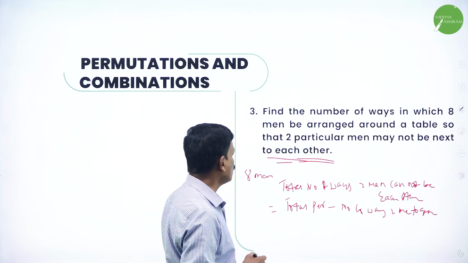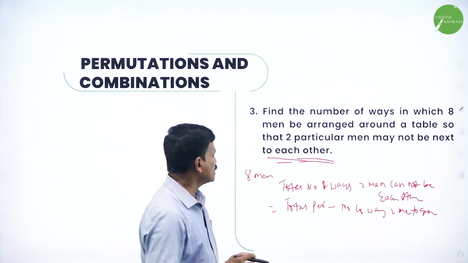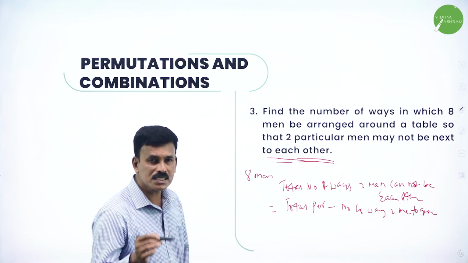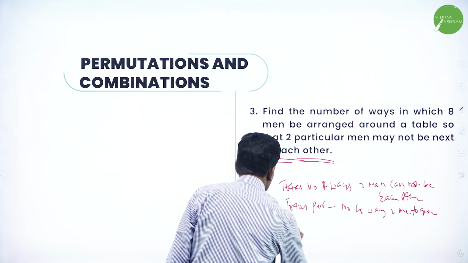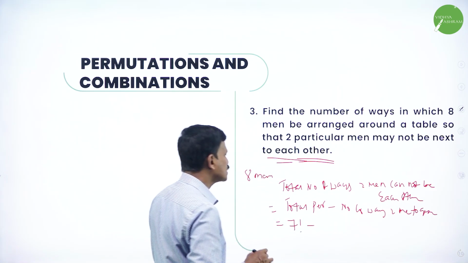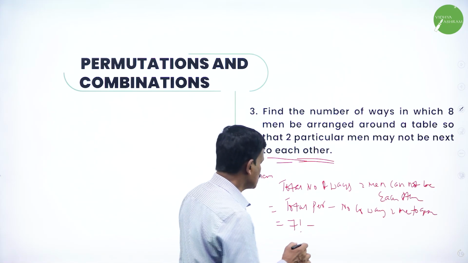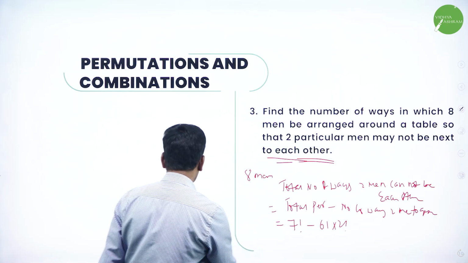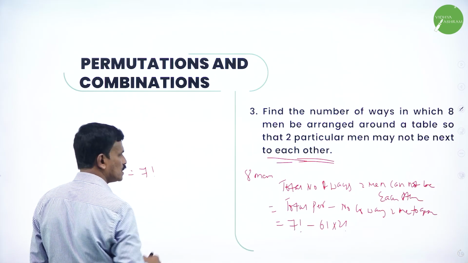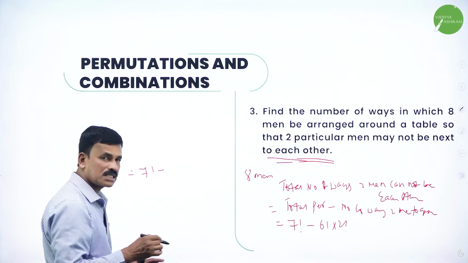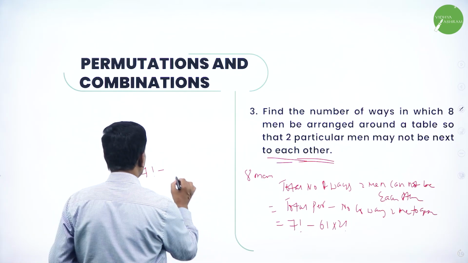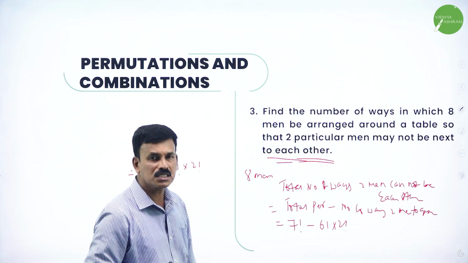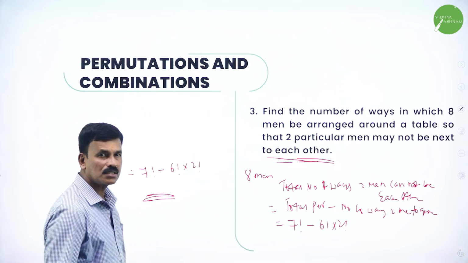Now, what is the total permutation first? The required permutation is equal to the total number of permutations minus the number of ways 2 men sit together. The total permutation is 7 factorial, minus the number of ways 2 men sit together, which is 6 factorial into 2 factorial. So the required permutation is 7 factorial minus 6 factorial into 2 factorial. That's it. This is the required answer.